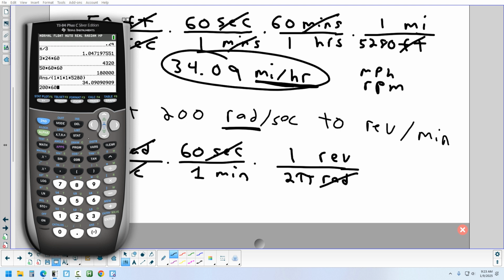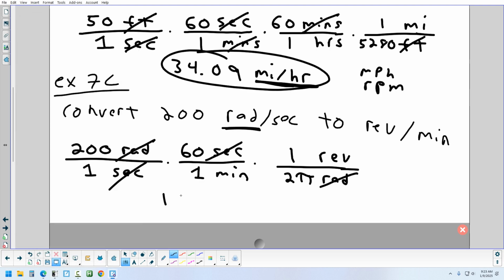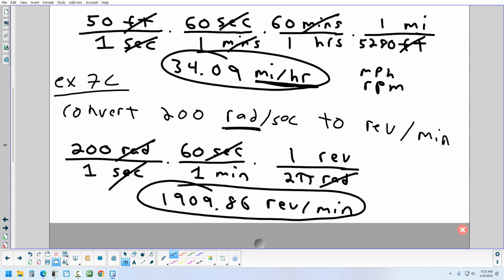We've got 200 times 60 divided by, I'll show you what happens if you don't put parentheses around that 2 pi in a second. 1,909.86. So that's, I mean, depending on what you're talking about, that's pretty fast. If you were spinning in a circle almost 2,000 times in a minute, you'd probably be a little dizzy. So it's reasonably fast.